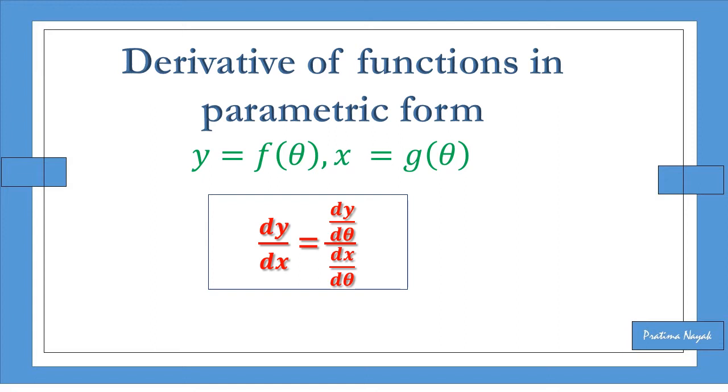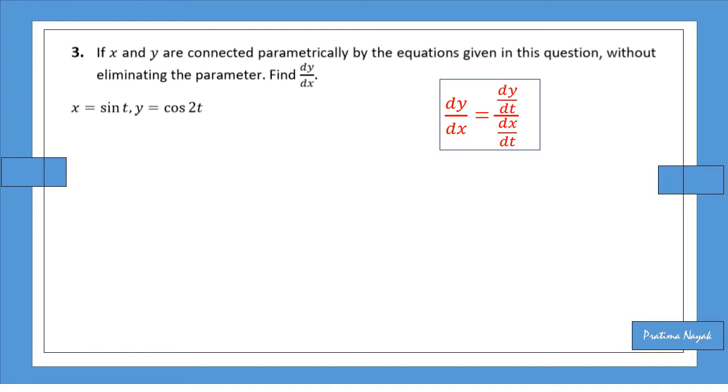So let us proceed with some examples. Now I am taking a textbook question, question number 3. If x and y are connected parametrically by the equations given in this question, without eliminating the parameter, find dy by dx. We will not remove t but we will go on finding the derivative. So x is equal to sin t, y is equal to cos 2t, and the concept we apply here is: first we will find dy by dt, the derivative of x with respect to t, then we will take the ratio.